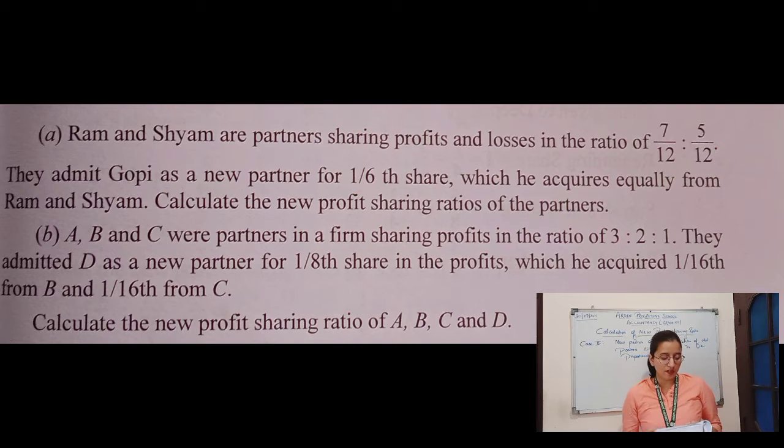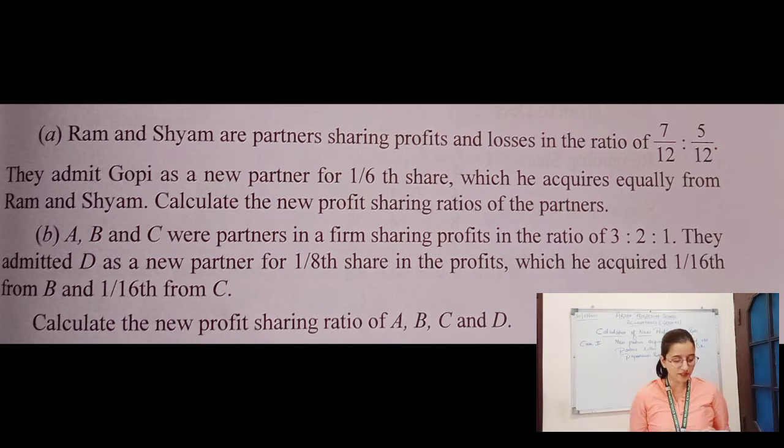Question is, Ram and Shyam are partners sharing profits and losses in the ratio 7/12 and 5/12. Now they admit Gopi as a new partner for 1/6 share, which he equally acquires from Ram and Shyam. Calculate the new profit sharing ratio of the partners. This is the first part.